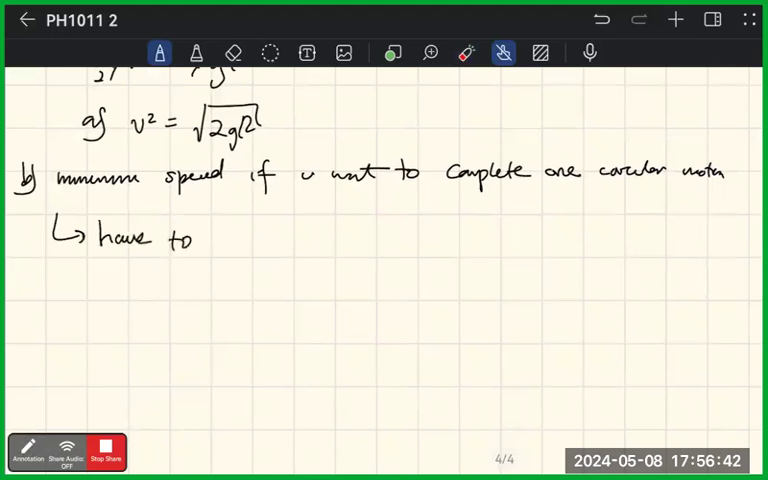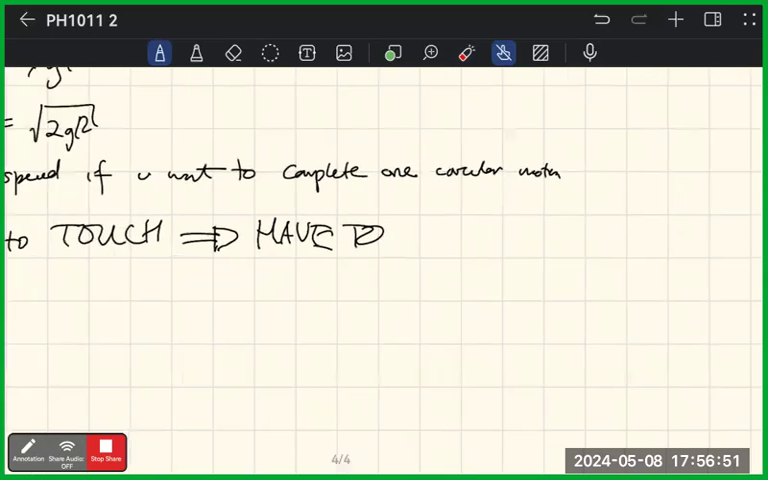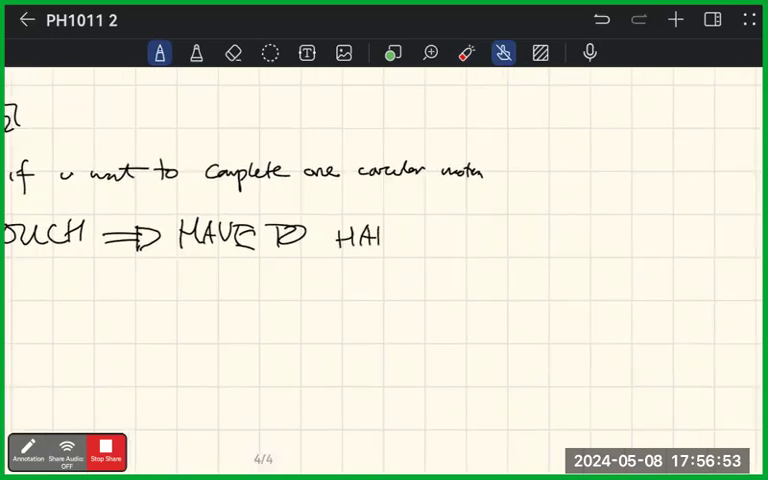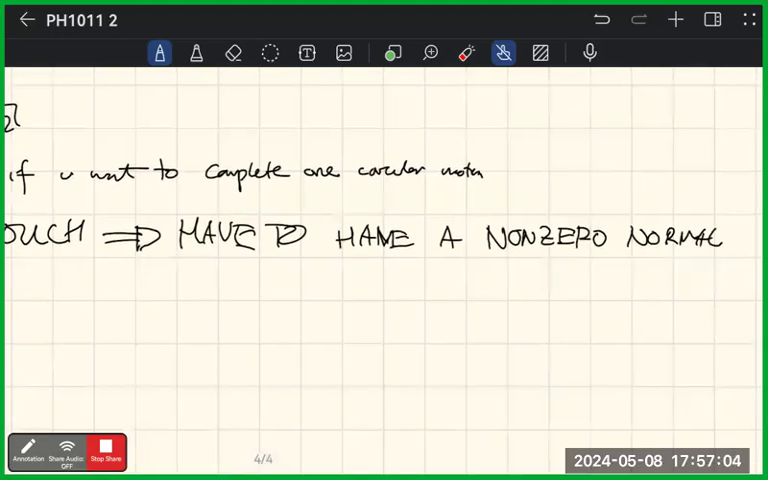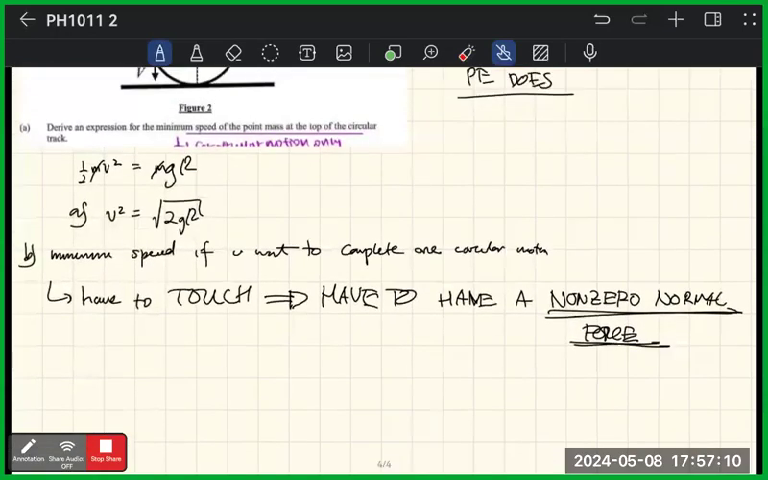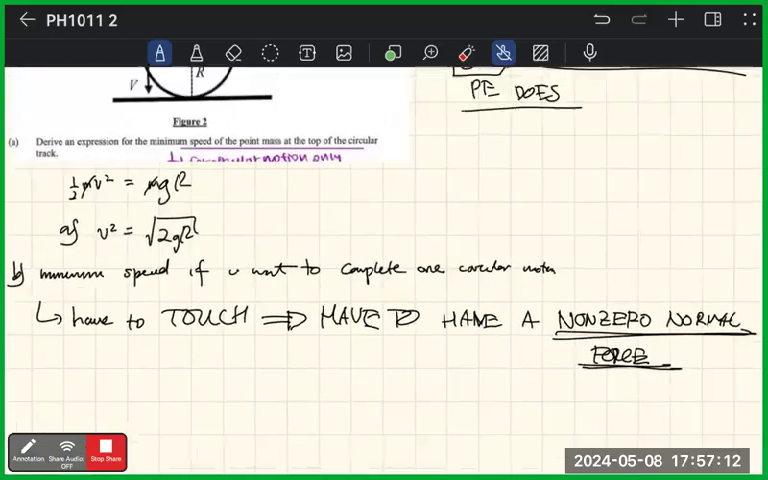When you have to touch the track, you have to have a non-zero normal force, normal reaction force if you want to make it complete, but this is normal force, whatever.